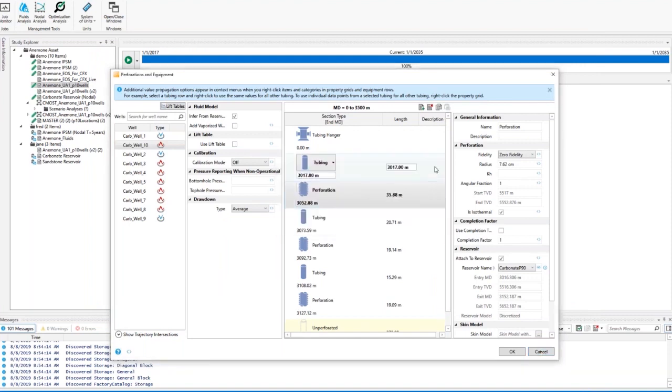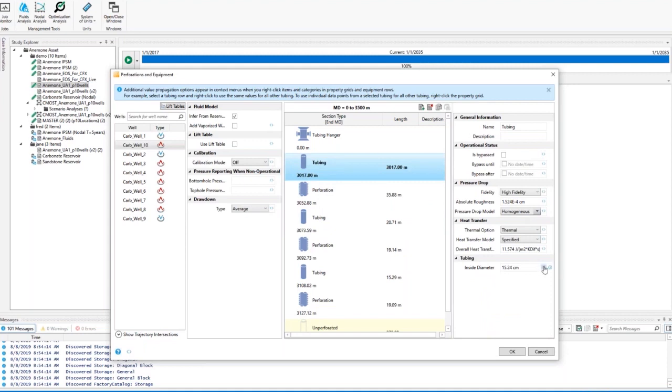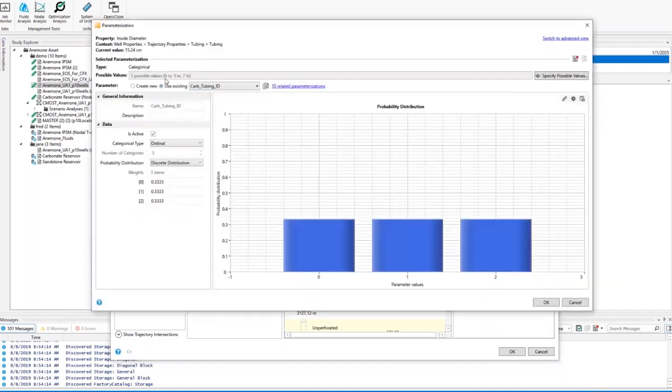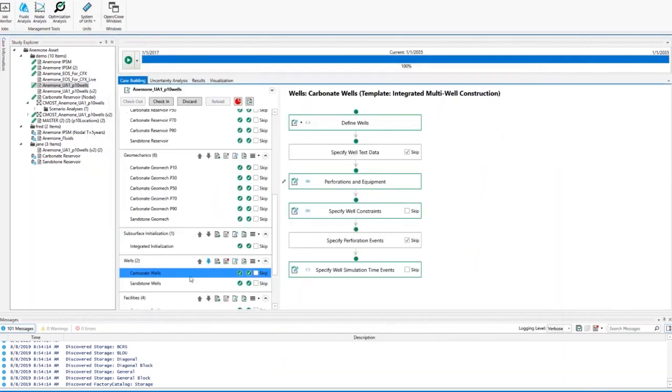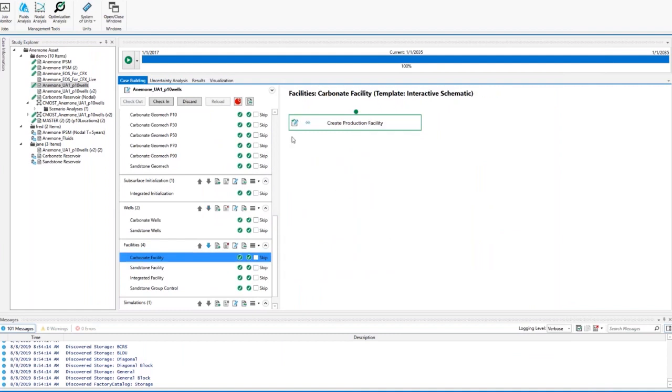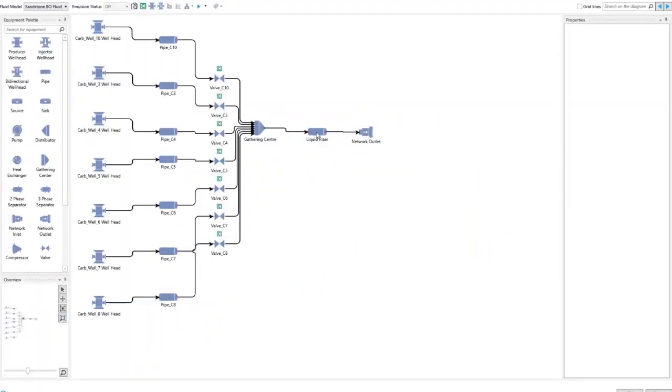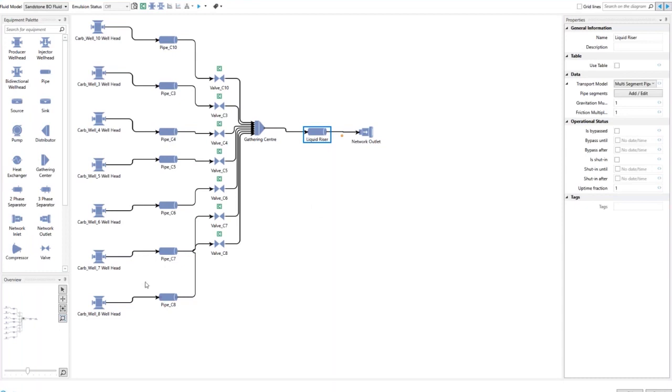Similarly, my tubing size is a variable that I can test. I have a choice of using 6-inch, 5-inch, or 7-inch tubing sizes. Then I go ahead into my facilities and I parameterize my entire facility as well. So in case of the carbonate facility, I can see that I'm going to make either one of the equipments as a parameter, or I can parameterize the whole system. I am not forced to use a single gathering center facility, for example. I can completely change my facility and use that as a parameter.